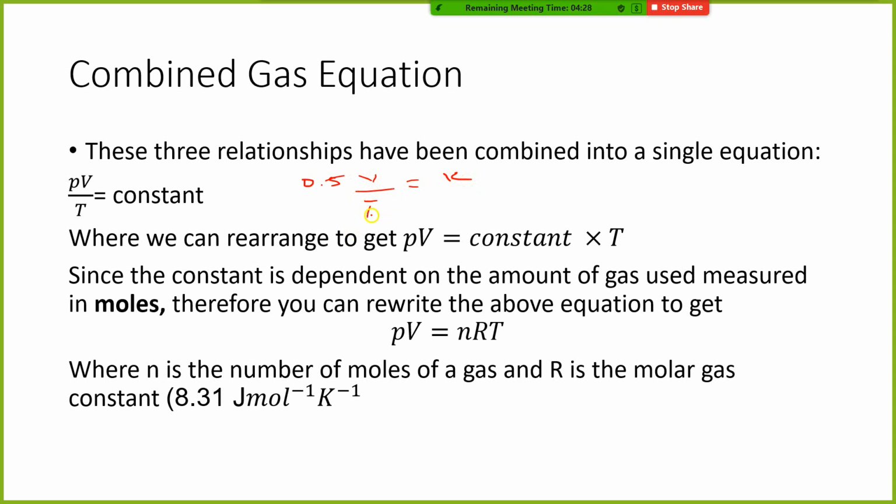Now all we need to do is transpose to show you that V is going to be directly proportional to T. So we have 0.5 V equals T times K, which shows us that V is directly proportional to T. So this equation that we're showing you here explains every law that we have looked at.